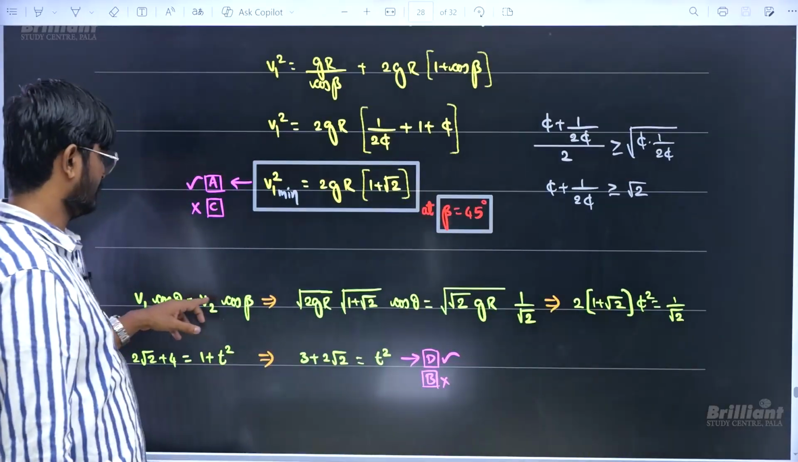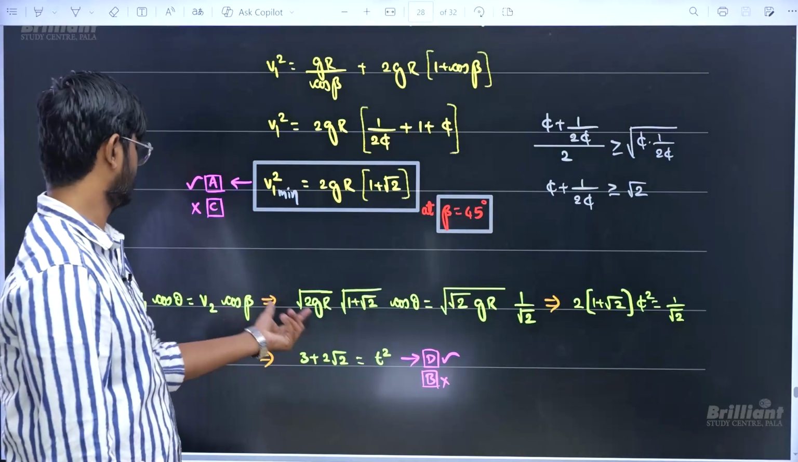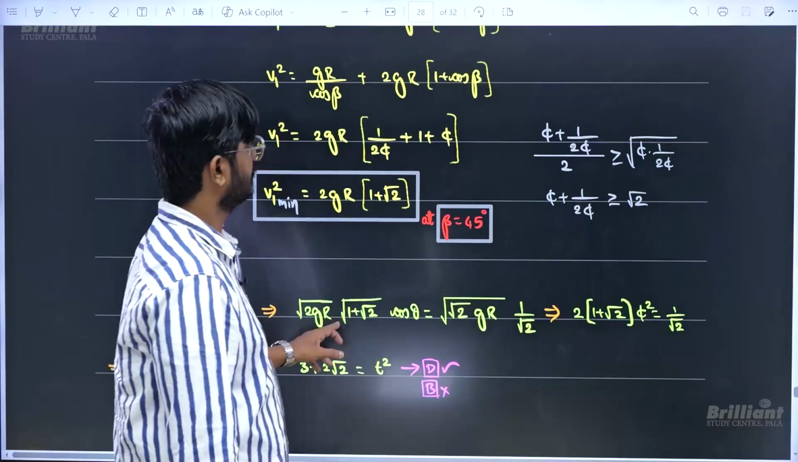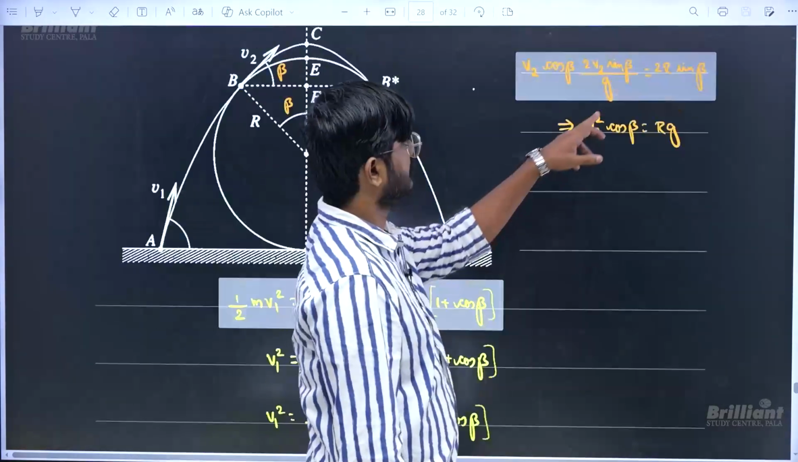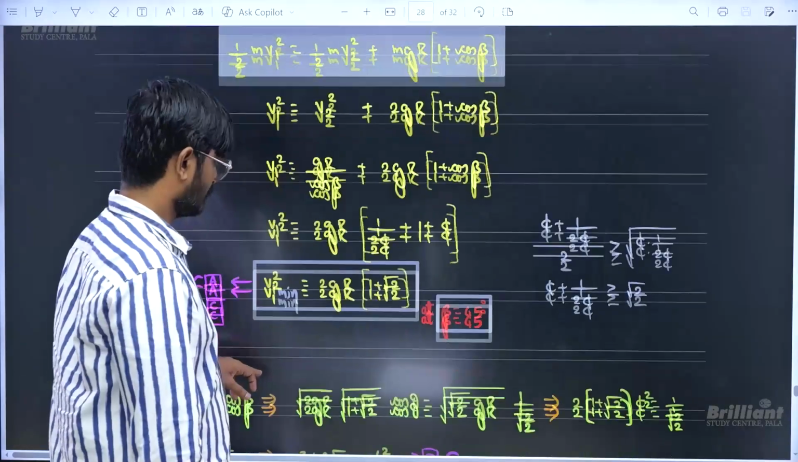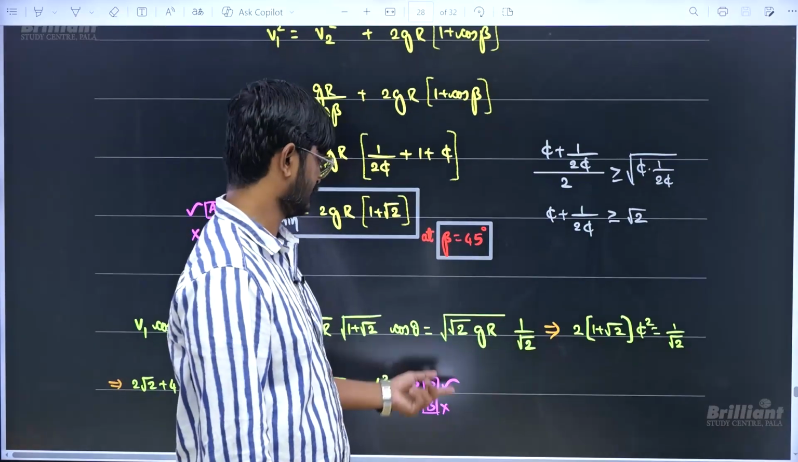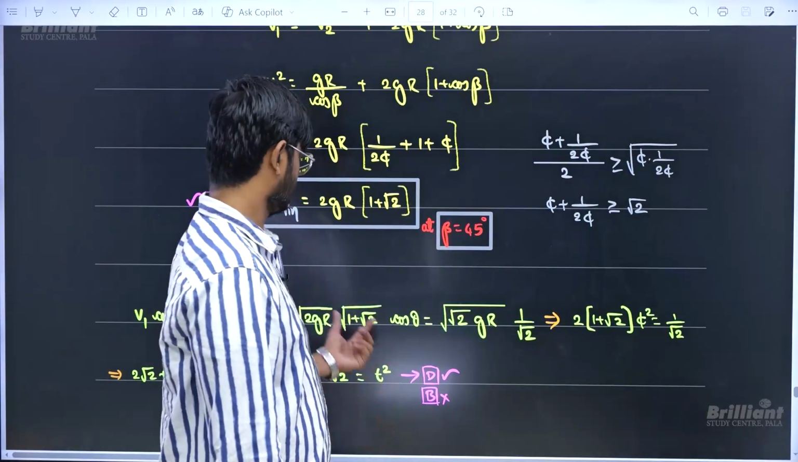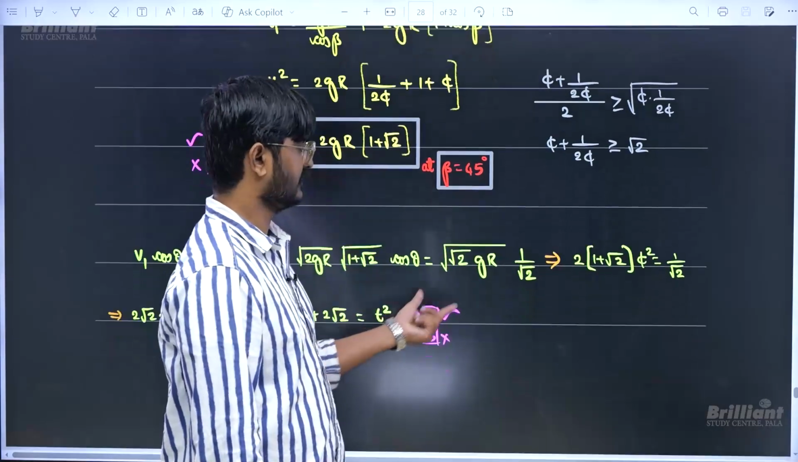v1 cos theta is v2 cos beta. v1 you got from here, cos theta, and if you want to calculate v2 you can substitute, this is 1 by root 2. So from there you will be getting v2 also, v2 cos beta. So there is only one variable, cos theta, but we need to find tan theta.